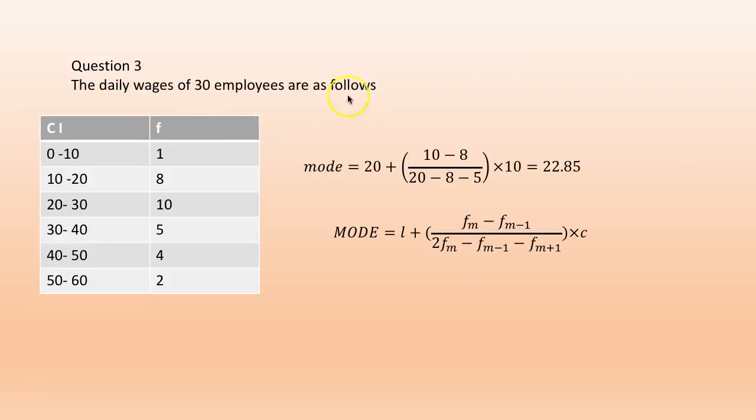This is a frequency distribution. The daily wages of 30 employees are as follows. So calculate the mode. Here the highest frequency is 10, so the modal class is 20 to 30. So looking at the formula, mode would be lower limit, that is 20, plus Fm, the frequency of the modal class, which is 10, minus Fm-1, the frequency of the class preceding the modal class, which is 8, by 2Fm, which is 20, minus Fm-1, which is 8, minus Fm+1, the frequency of the class succeeding the modal class, which is 5, into C, the width of the modal class, which is 10. So your mode is 22.85.